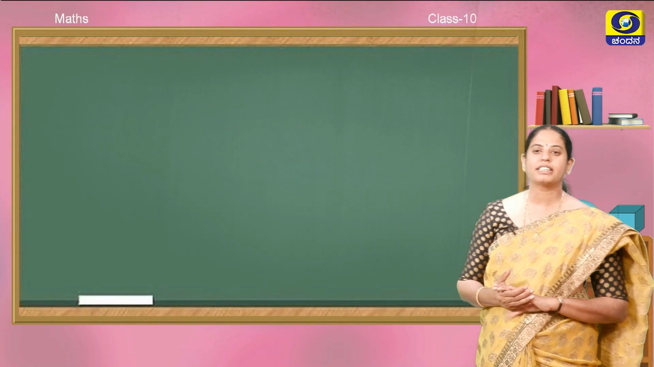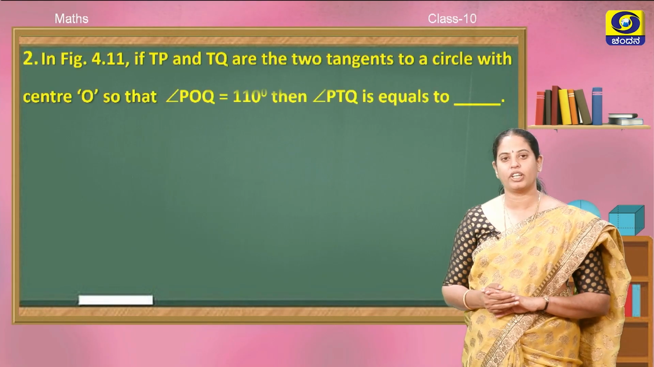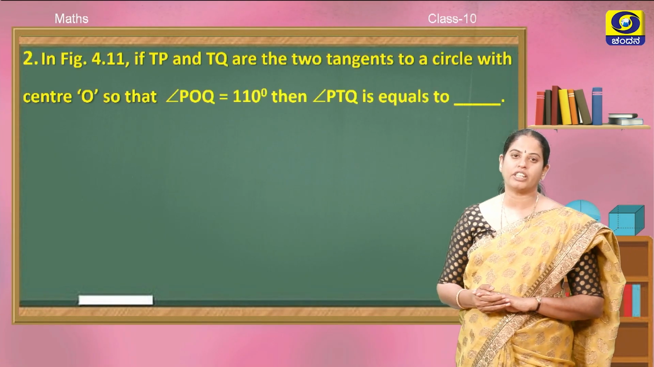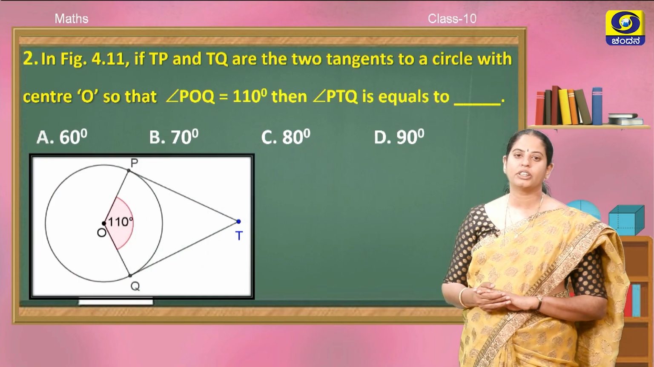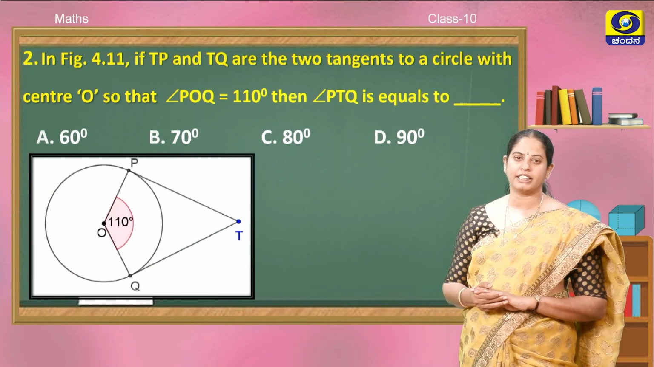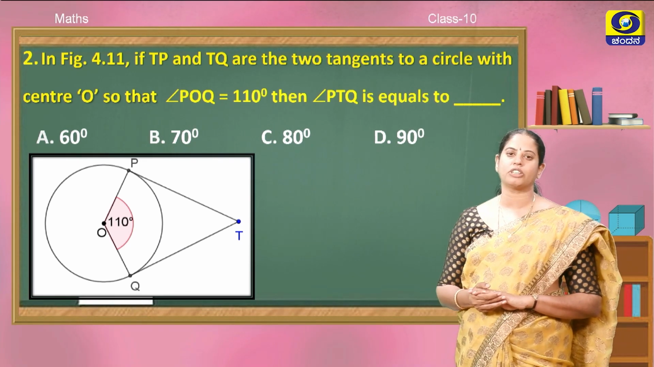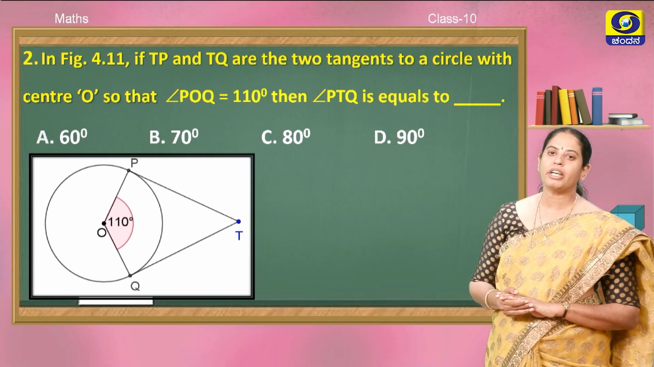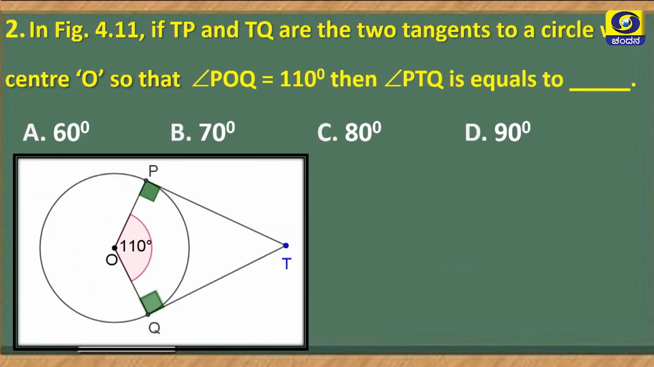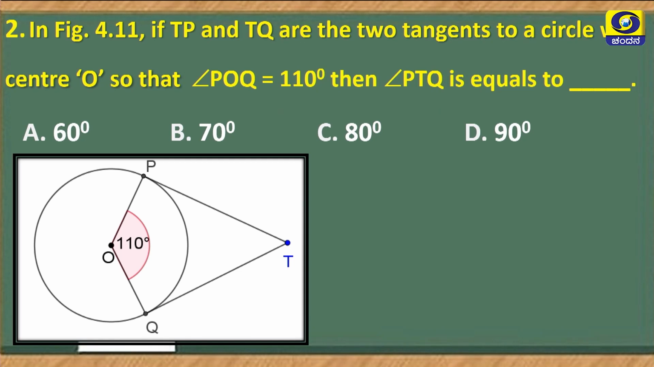Let us look into the second problem in exercise 4.2. In figure 4.11, if TP and TQ are the two tangents to a circle with center O, so that angle POQ equals 110 degree, then angle PTQ is equal to dash. So, here according to the statement we have this figure. They have given the angle POQ, we have to find angle PTQ. We know that angle P is 90 degree and angle Q is 90 degree according to theorem 4.1.